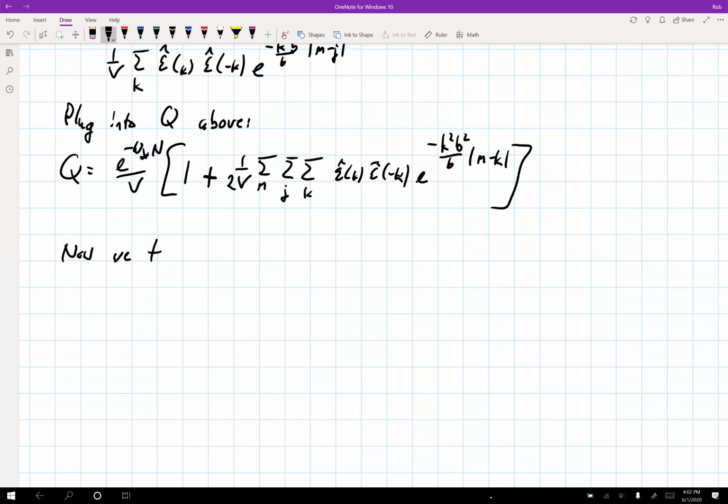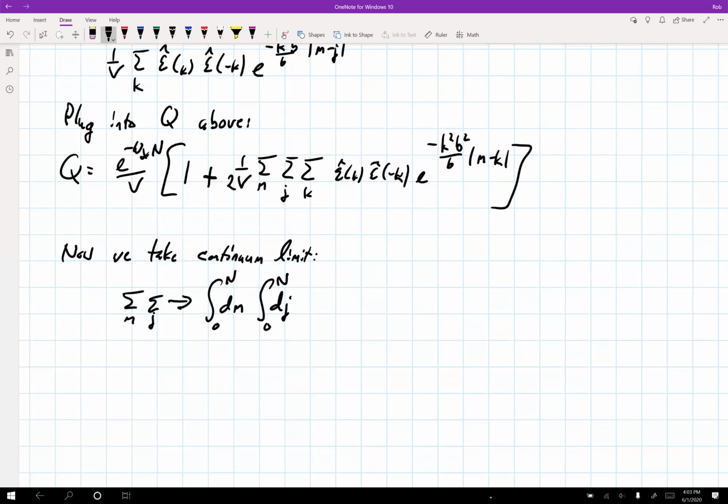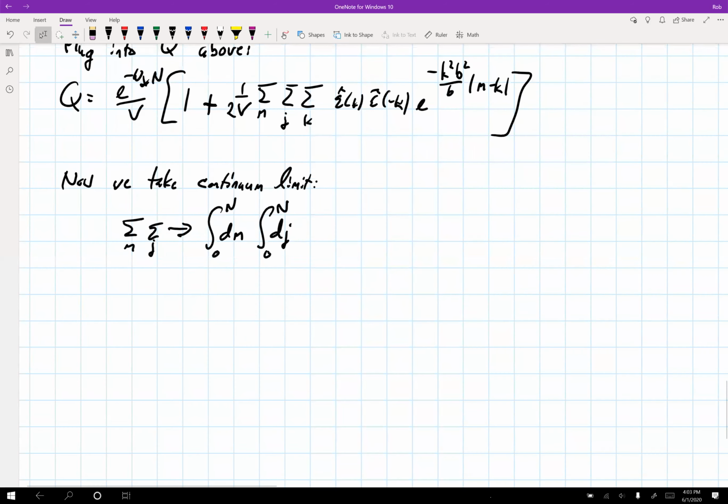All right, so now we're going to take the continuum limit. So we're going to take sum over M, sum over J, and those are going to become integral dM from 0 to N and integral dJ from 0 to N. Again, we're assuming that N is large enough that we don't care about the distinction between starting at 1 or starting at 0. And so we're just going to give ourselves nice, clean boundary conditions.